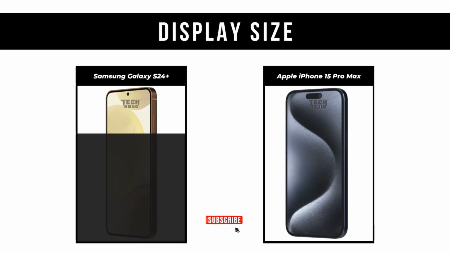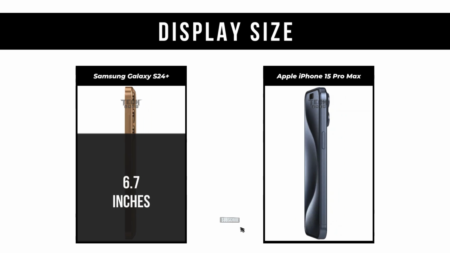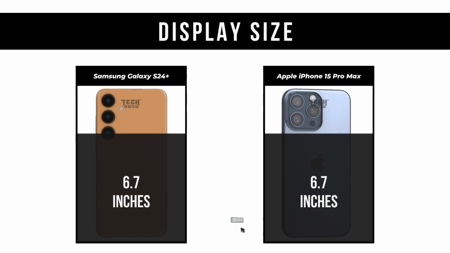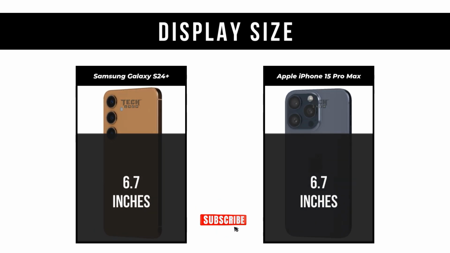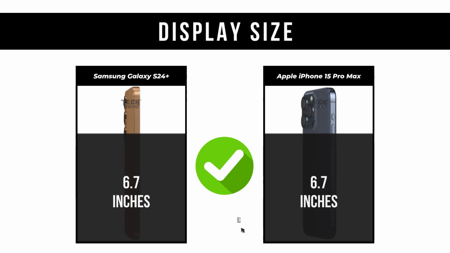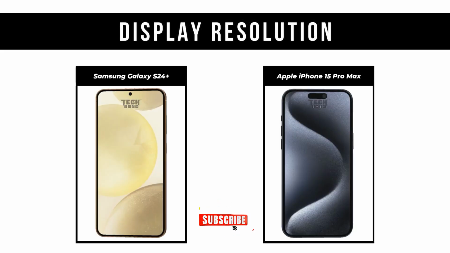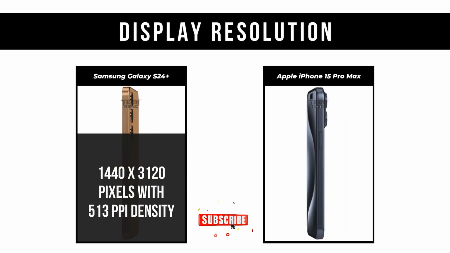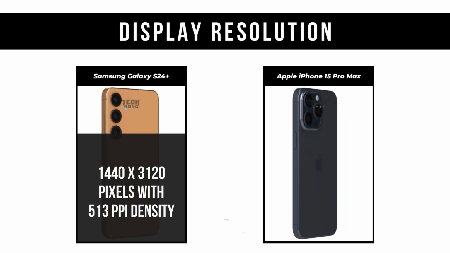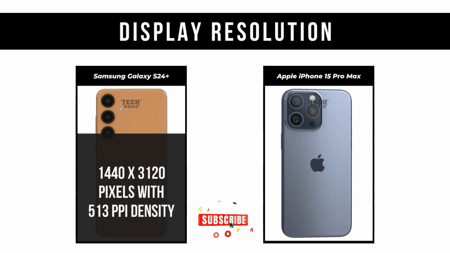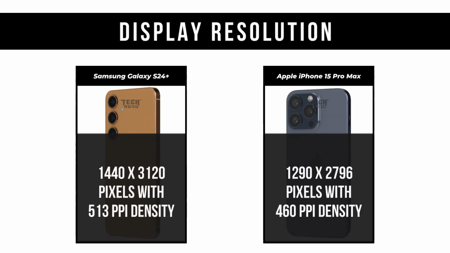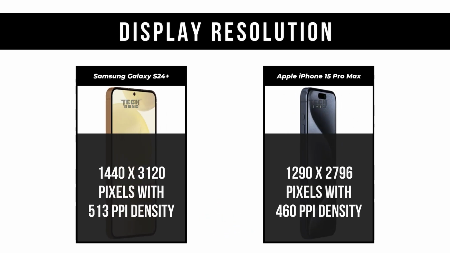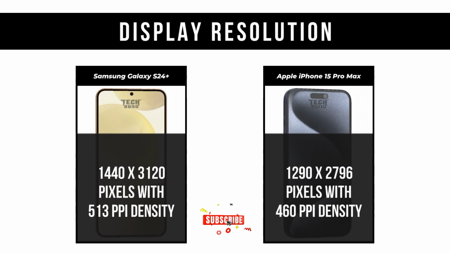Display size. Samsung Galaxy S24 Plus is 6.7 inches. Apple iPhone 15 Pro Max is 6.7 inches. Display resolution. Samsung Galaxy S24 Plus is 1440 by 3120 pixels, with 513 ppi density. Apple iPhone 15 Pro Max is 1290 by 2796 pixels, with 460 ppi density.